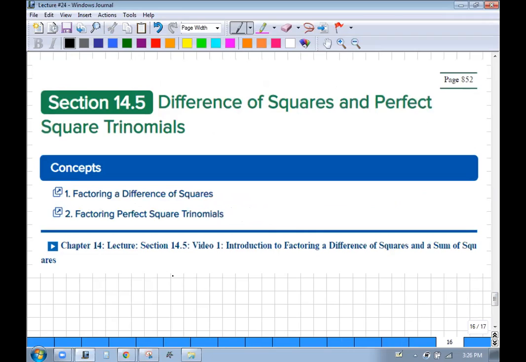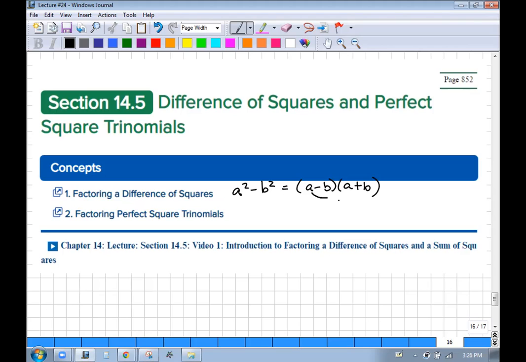All right, difference of squares. What they're talking about is if you have something that looks like this, something squared minus something squared, that always factors to look like this: A plus B times A minus B.